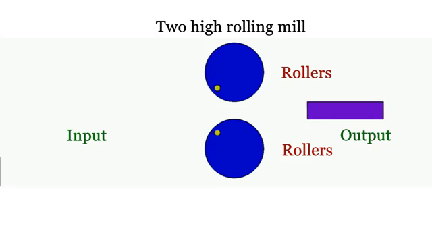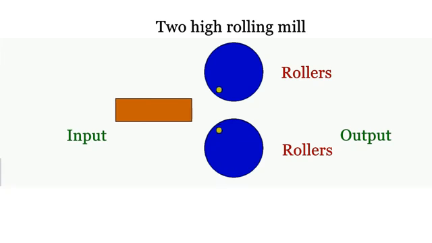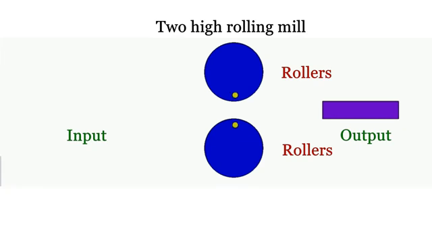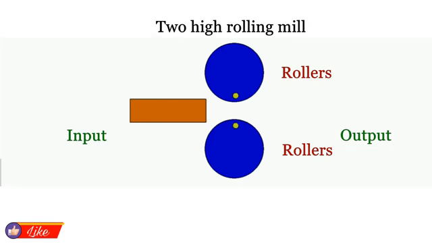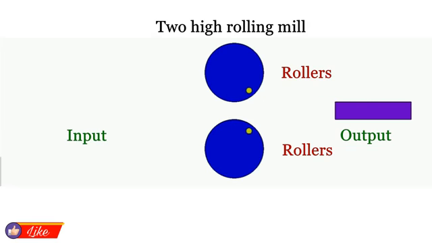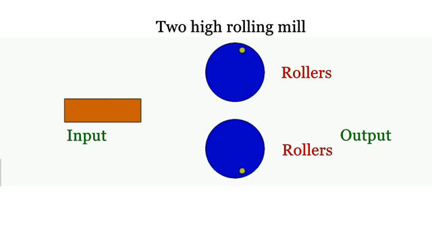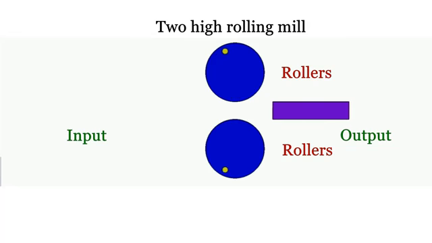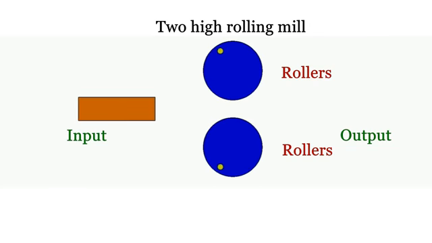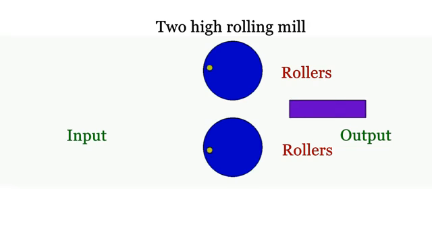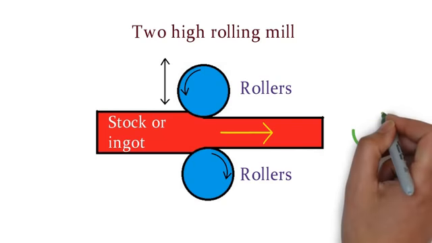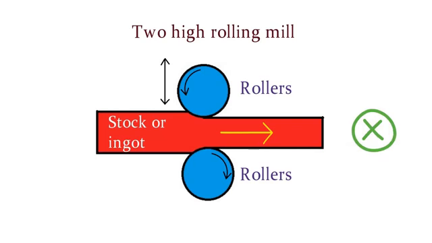Further we will discuss about reversing rolling mill and non-reversing rolling mill. In this case, the stock or ingot is fed to the rolling mill from the left side. The 2 rollers will exert large amount of pressure on the stock and force it out to the right side, which results in decrease in the thickness of metal stock. Due to the direction of rotation of 2 rollers, we are unable to feed ingot from right side. So it is known as non-reversing rolling mill.